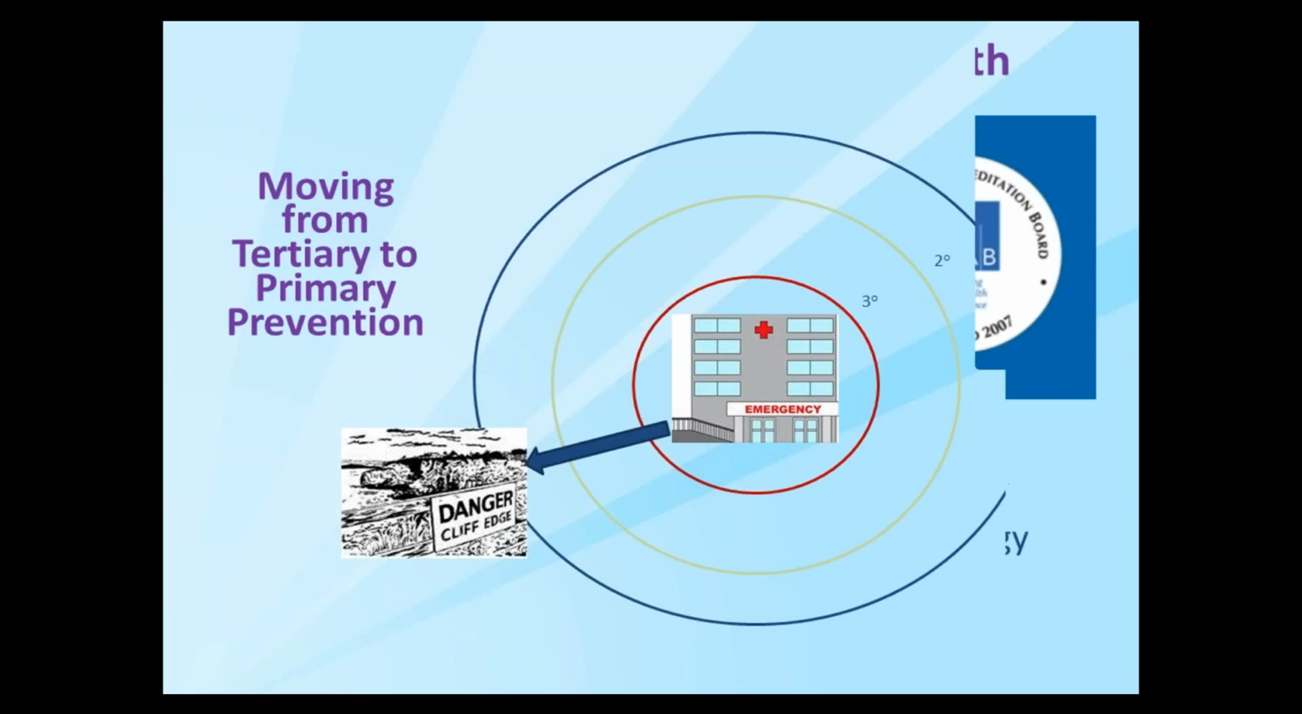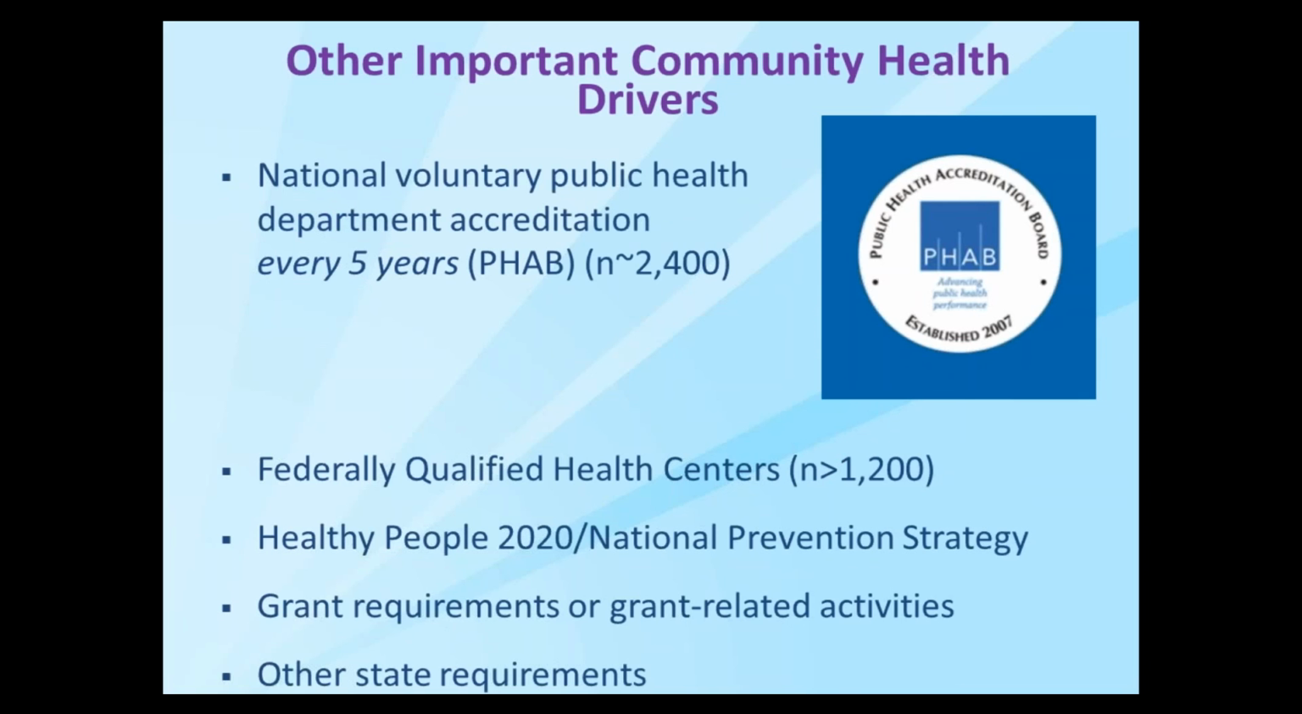Next slide. So what are the other important community health drivers at the current time? Well, a number of you may also know that there is a process afoot right now to accredit all public health departments in the country on a voluntary basis. About half have been accredited so far, and as part of the accreditation process, the public health departments need to show that they can do community health needs assessments, and they need to be able to identify effective strategies to meet the needs of their community.